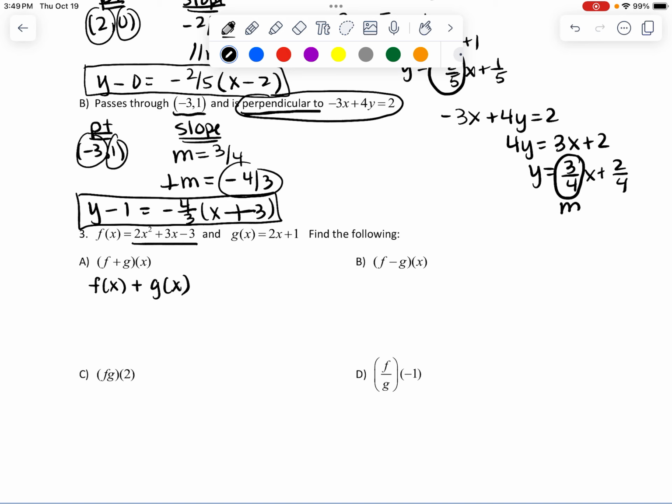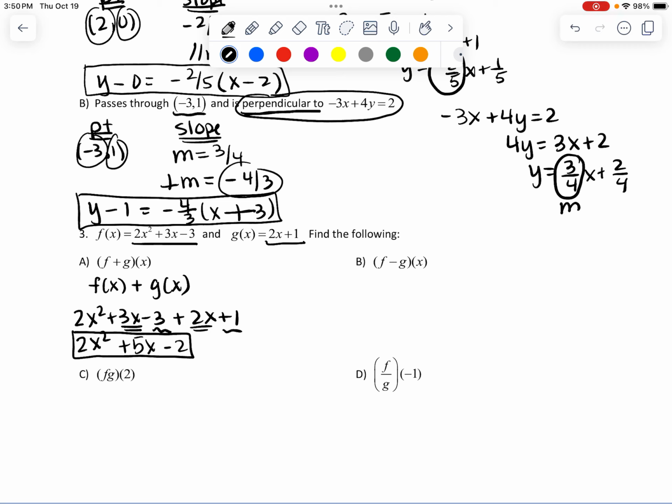f of x is this, 2x squared plus 3x minus 3. And g of x is this, 2x plus 1. And I'm just adding them together. There's no need to put a parenthesis if you're adding, right? Because distributing an addition sign doesn't do anything. So there's only 1 x squared, so here's a 2x squared. Then combining my x's, 3x plus 2x is 5x. And then negative 3 plus 1 is negative 2. So basically, you just added the two polynomials together.